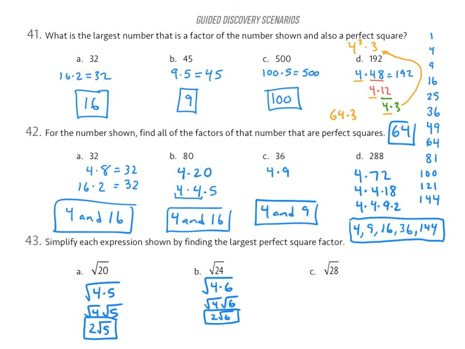Part C, the square root of 28. 4 is a factor of 28. 4 times 7 equals 28. I'll put the square root over that, and I can separate those out. The square root of 4 times the square root of 7. The square root of 4 is 2, and the square root of 7 I cannot simplify, so I'll bring it down. 2 root 7 is the simplified form of the square root of 28.